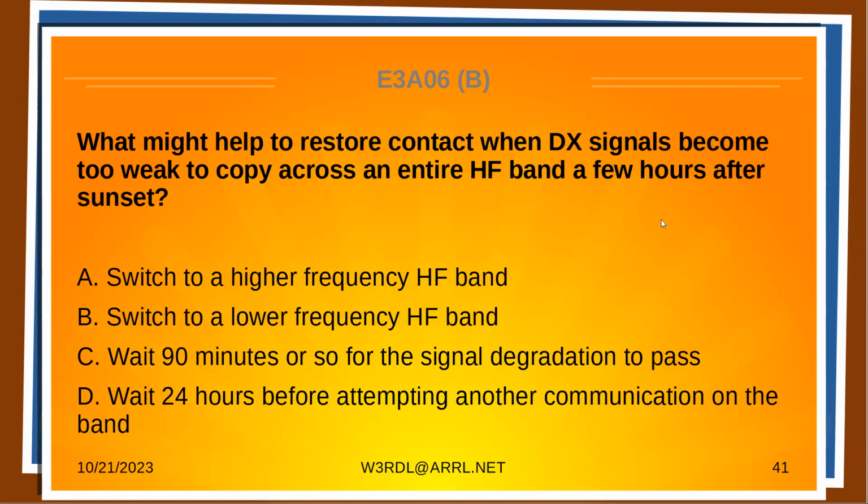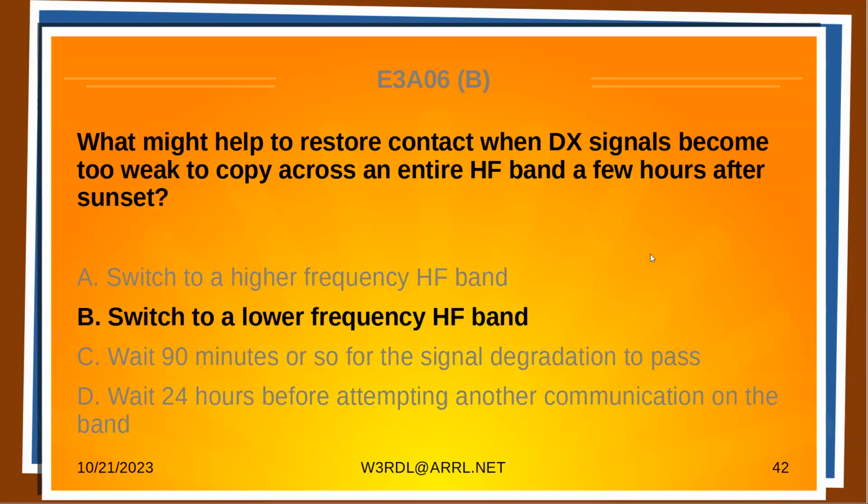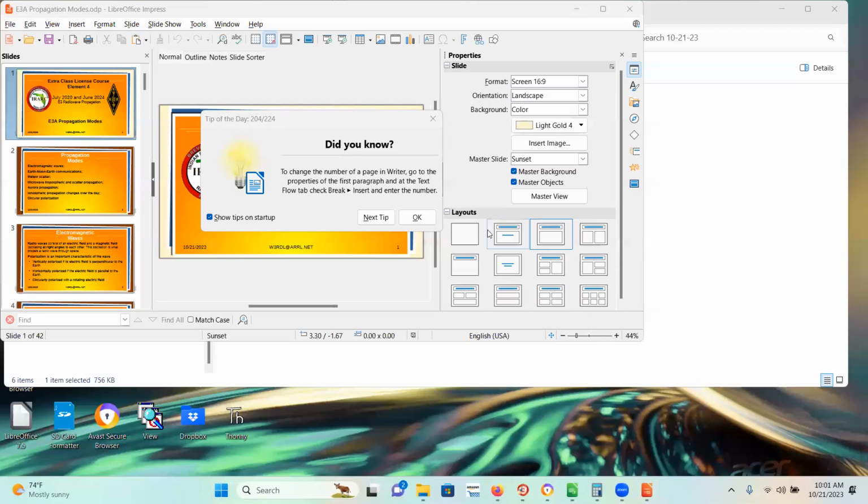Okay, what might help to restore contact when DX signals become too weak to copy across an entire HF band a few hours after sunset? Go to a lower frequency. And why? Because you can't use low frequencies during the day because the D layer absorbs it. Yeah. And the D layer goes away at night, and there's too much noise. Yeah, that comes up a little later, a couple things about the noise. Okay.